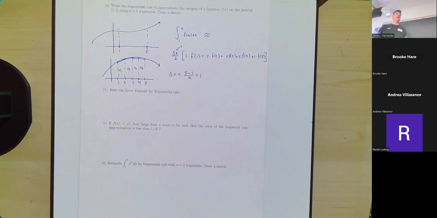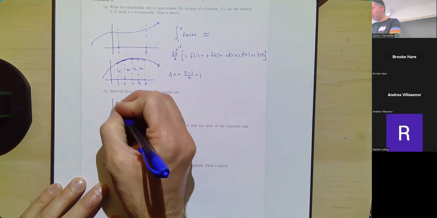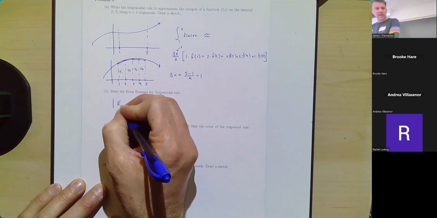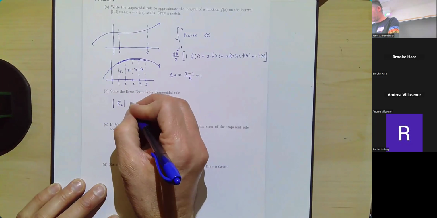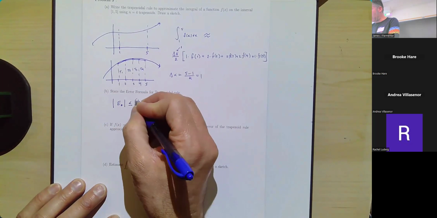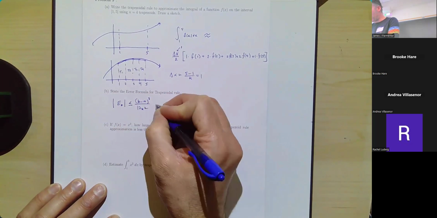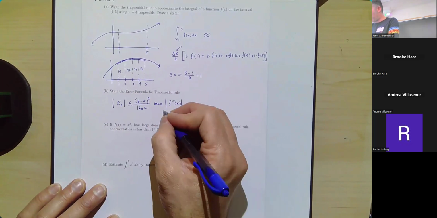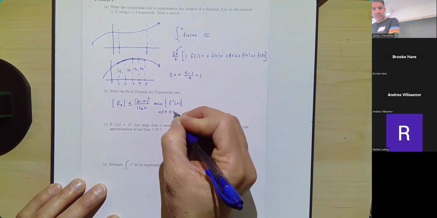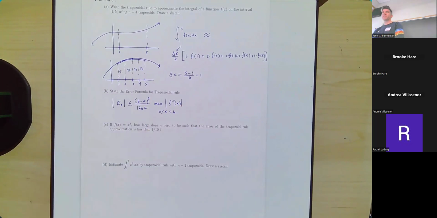State the error formulas. So clearly in this practice exam, he is telling you these are formulas you have to know, right? He's definitely not going to give them to you. He's asking you to state them. So error formula, the absolute value of what do we say? E_n, I say E_n. Whatever. Is less than or equal to (b minus a) cubed over 12n squared times the max of the absolute value of the second derivative of f, where x is between a and b. Yeah, cool. Memorize it. That's all there is to say about that. You have to memorize it.